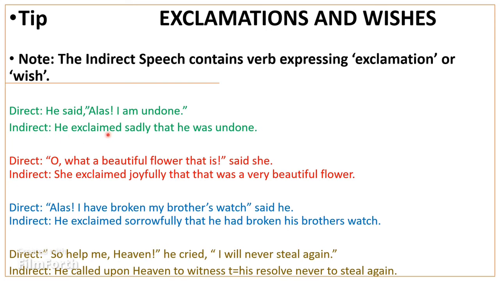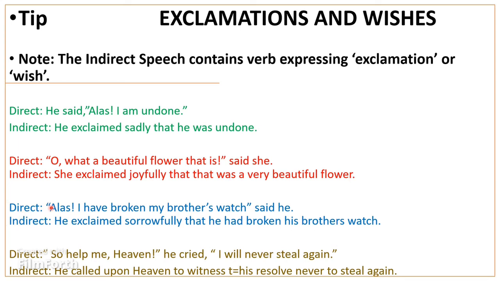He exclaimed. Now this word exclaimed is not there in the direct speech, children. You have to add it. He exclaimed sadly that I am becomes he was undone. Direct. Oh, what a beautiful flower that is, said she. How do you change it into indirect? She exclaimed joyfully. Now these two words have been introduced by you. That was a very beautiful flower. Children, in indirect speeches, after you write the answer, just read it out and see if the grammar part is okay.